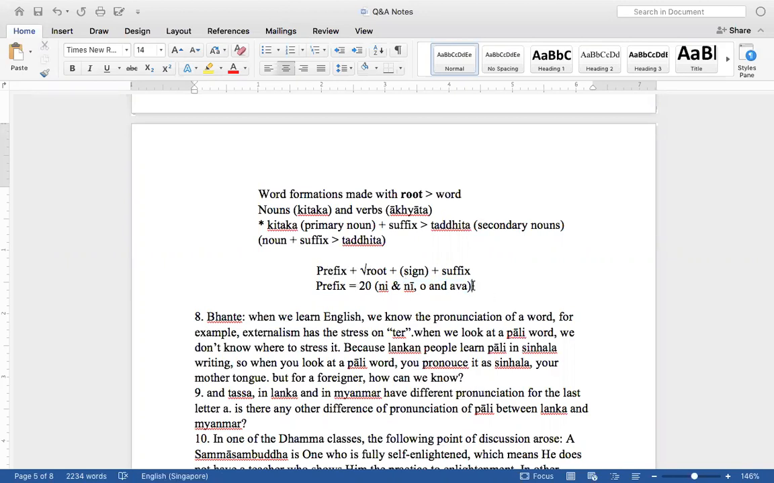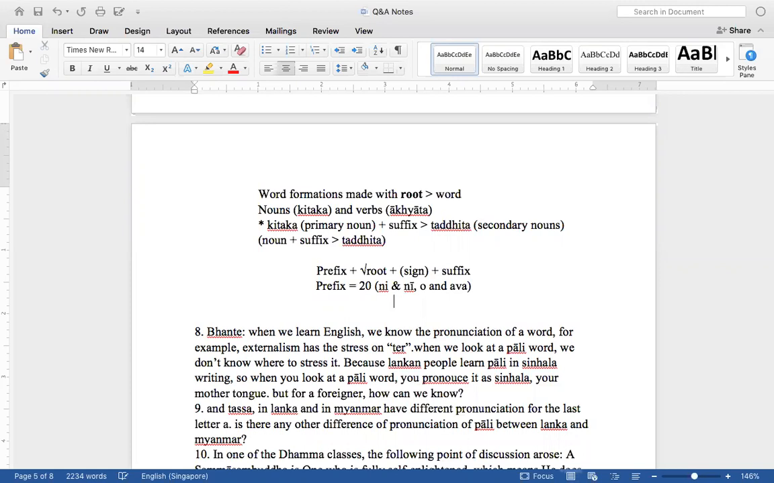Then root is a word, a letter, a group of letters which have a verbal meaning. Root has the meaning of action. Root is a group of letters which have the meaning of an action.